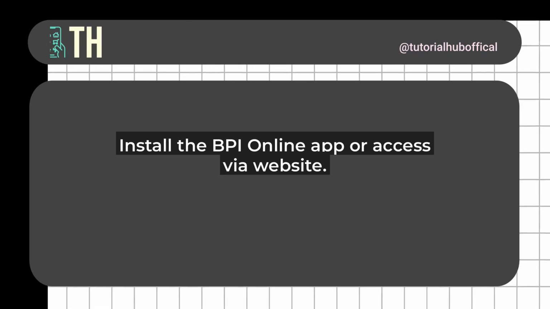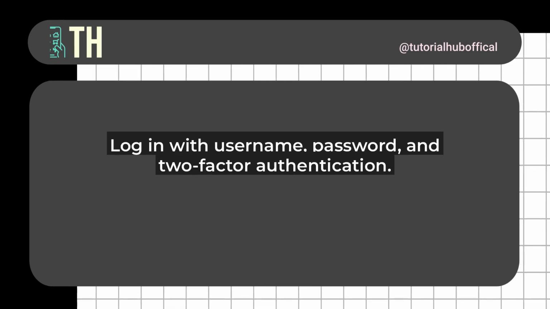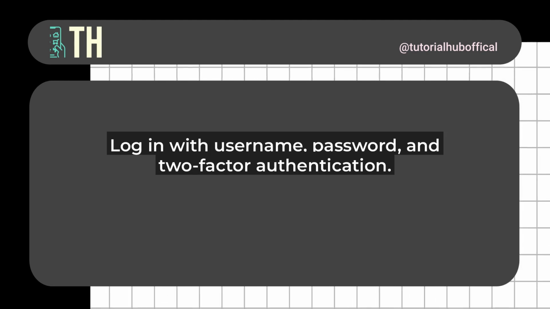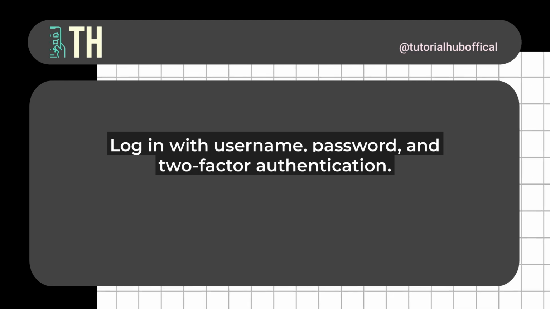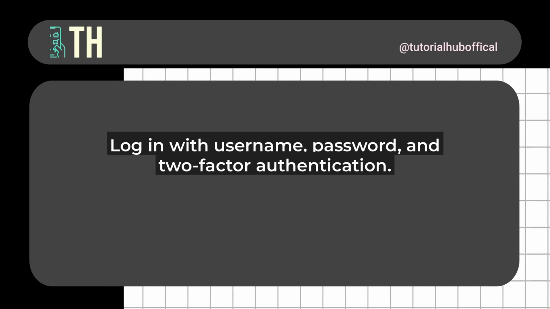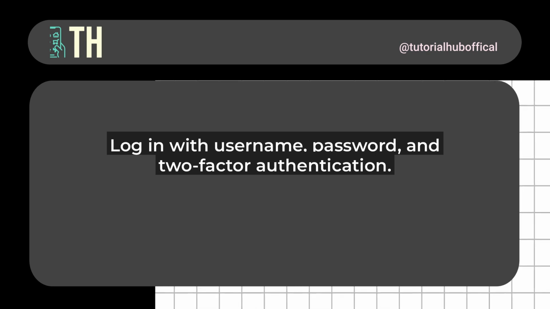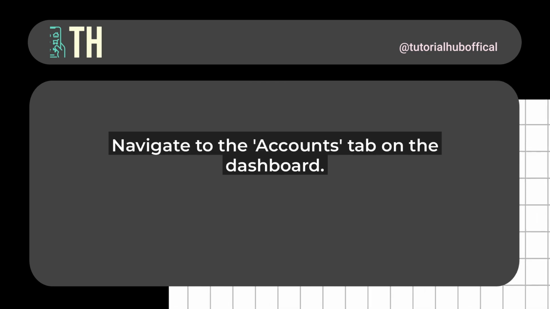First things first, make sure you have the BPI Online app installed on your smartphone or access it via the website on your computer. Start by opening the app and entering your username and password. For added security in 2025, you'll notice a new two-factor authentication step. Enter the code sent to your registered mobile number to log in securely.